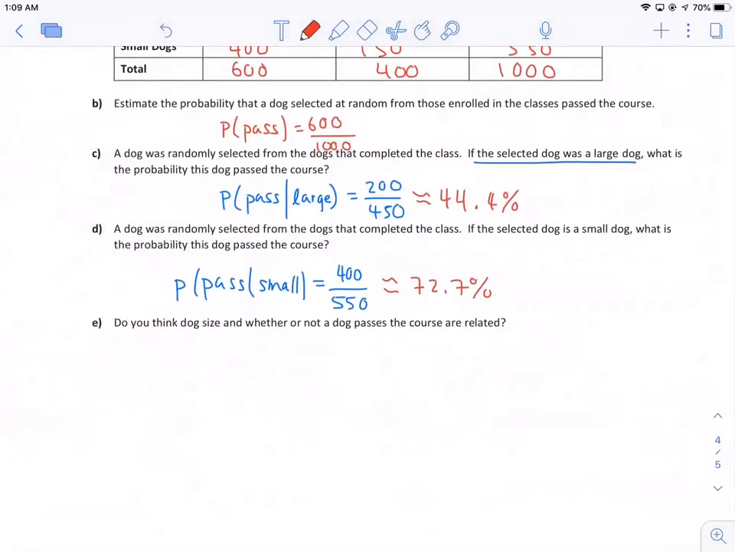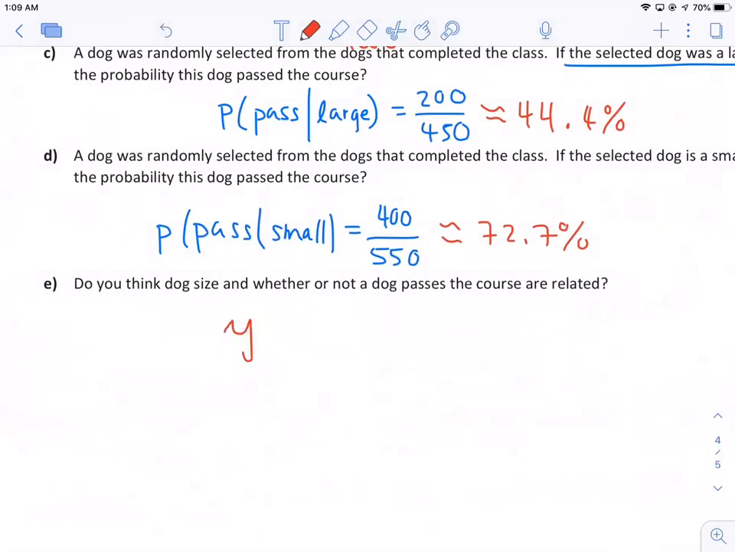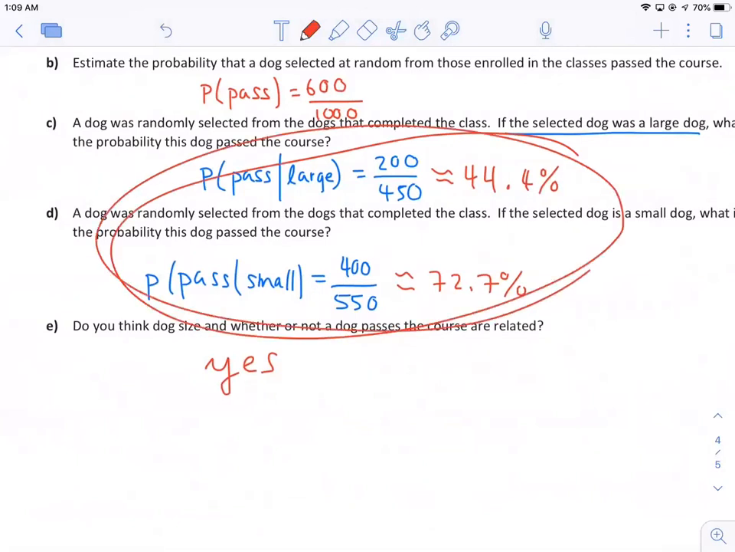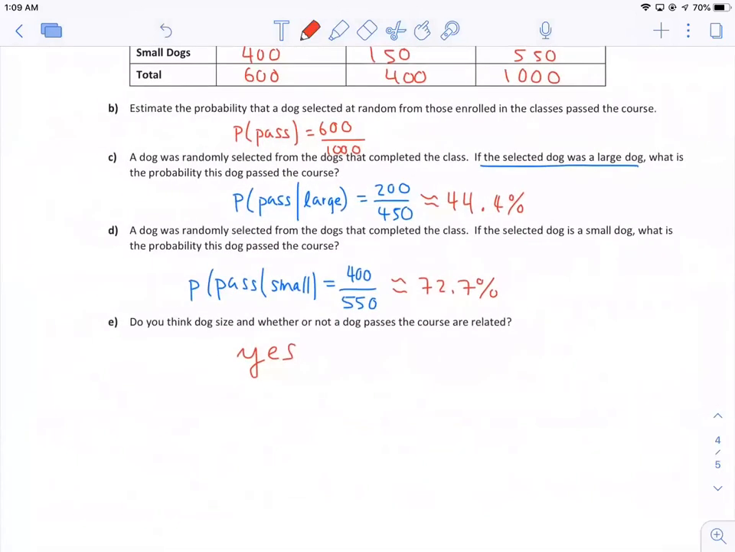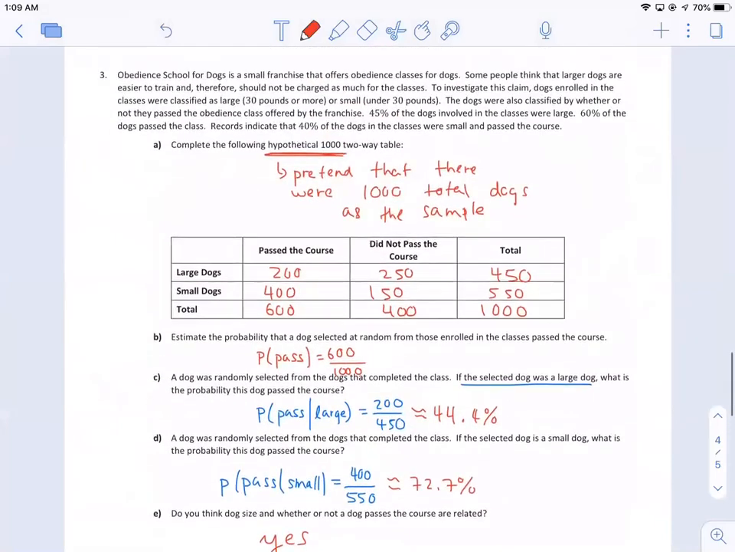So do you think dog size and whether or not a dog passes the course are related? I definitely do. It definitely does look like, given that a dog is large, they have a much lower probability. Maybe they are harder to train than small dogs. So yes, and if asked why, you can point to the fact that there's a much smaller percentage, a much lower probability, that a large dog is going to pass than a small dog is going to pass.